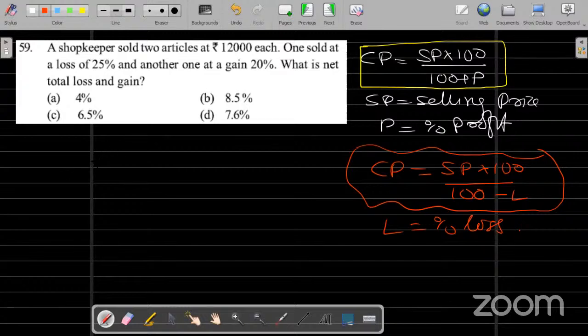Now, the shopkeeper sold two articles, cost price, selling price. We have two articles.